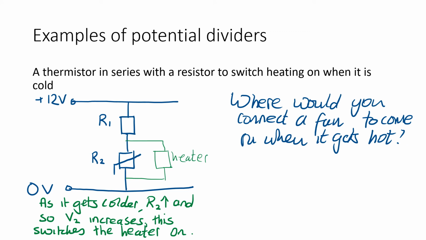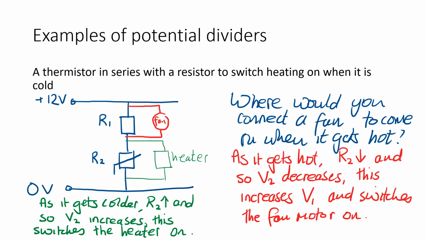Where would you connect a fan to come on when it gets hot? So the correct position for the fan would be across resistor 1. As it gets hot, resistance R2 decreases, and so V2 decreases. This increases V1, the potential difference across R1, and would switch the fan motor on if the motor was positioned there.